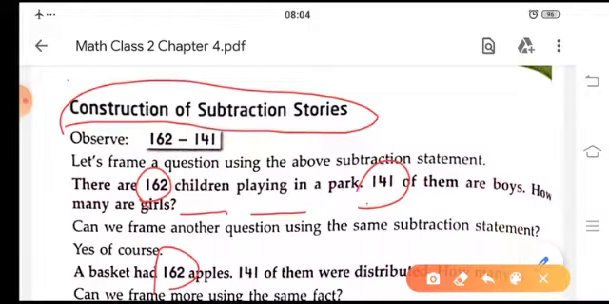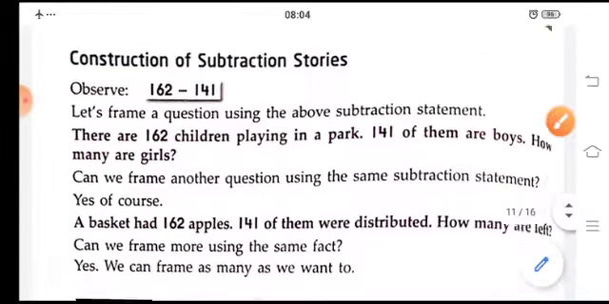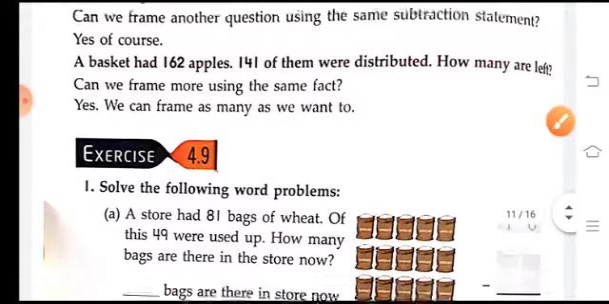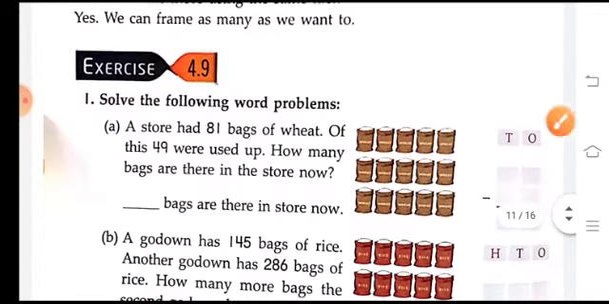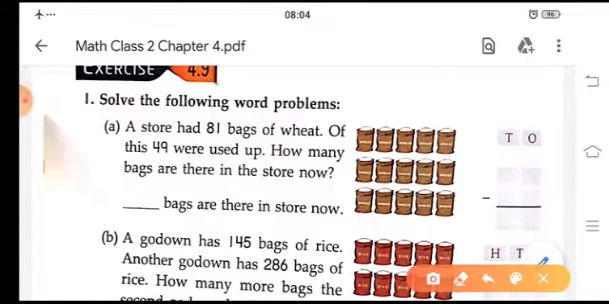And 141 of them are distributed to others. So how many are left in the basket? In this way we can frame the questions by taking the numbers. Okay. Now solve X. We'll move on to exercise 4.9.